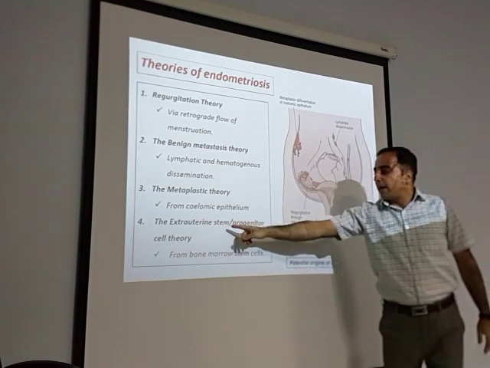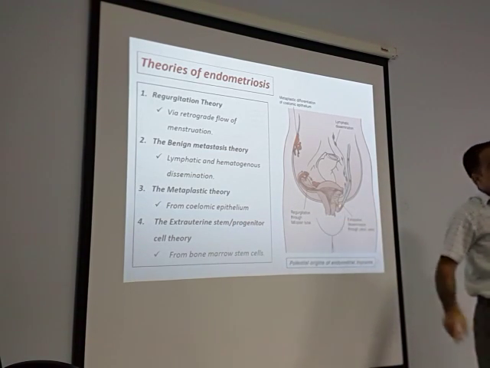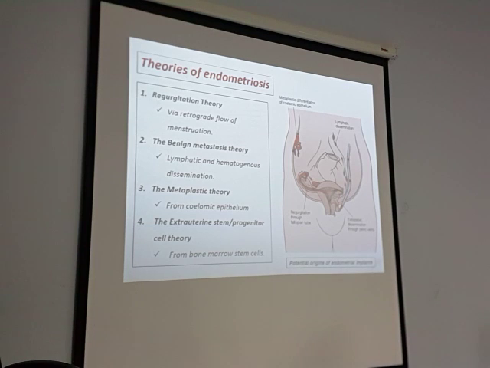Another is extrauterine stem cells or progenitor cells. Another theory says there are stem cells in the bone marrow. These bone marrow stem cells are responsible for this. But not all the theories can explain everything. Some theories can explain the peritoneum, some can explain the presence in the lungs or some other parts of the body. So you can take into account all the theories.